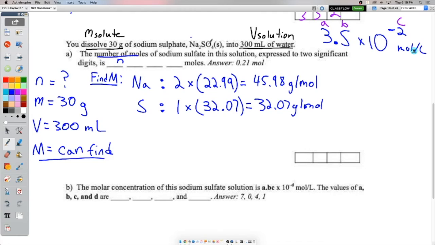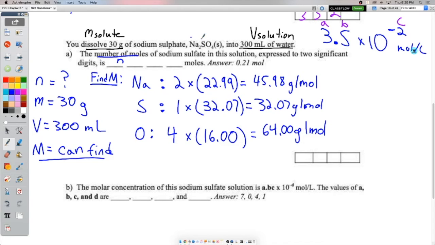Now we need to do oxygen. How many oxygens are there? Oh, 4. So in sodium sulfate, there are 4 oxygens, which means its molar mass is going to be contributed 4 times. So we take 4 times oxygen's molar mass of 16.00, and that is 64.00 grams per mole. So if we look at what we have here, this 45.98 is how much the sodium is contributing by being here. This 32.07 is how much sulfur is contributing. This 64 is how much those 4 oxygens are contributing in this sodium sulfate.